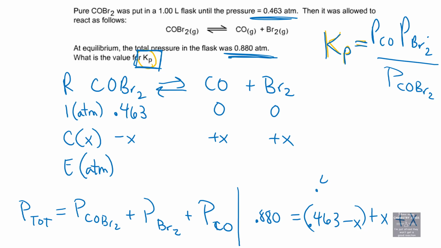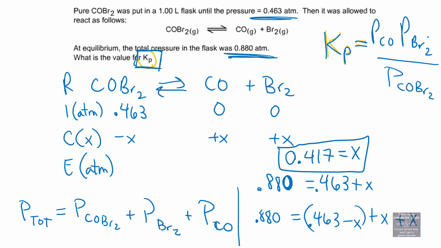And from there, I can solve for x. Well, this one, 0.463 plus x equals 0.880. Subtract it over to the other side. x equals 0.417. So if x equals 0.417, that means I know my equilibrium partial pressures are 0.046, 0.417, 0.417. There are my equilibrium partial pressures, but I'm being asked for Kp.